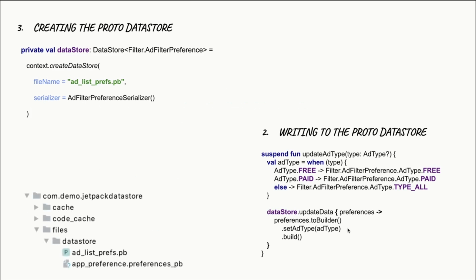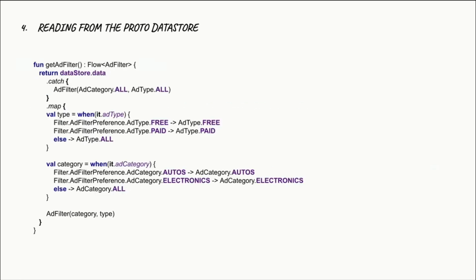After you write some input to the proto DataStore, you will see another file generated, which is adListPreference.pb. That is in parallel with your app preference that we created for the Preferences DataStore.